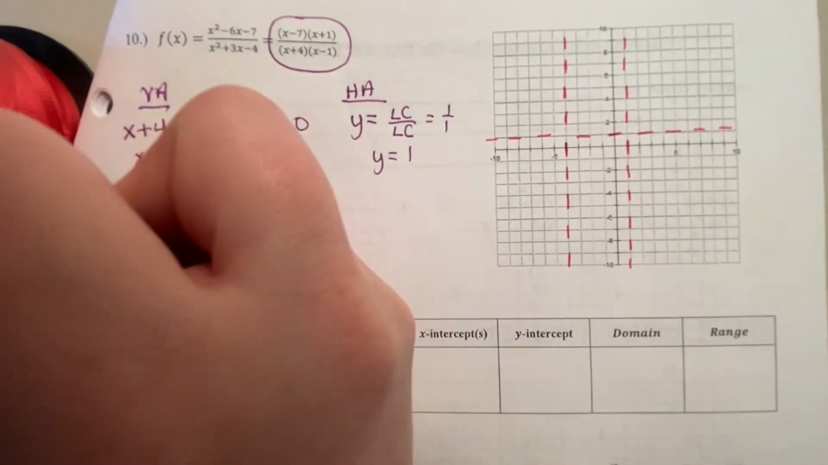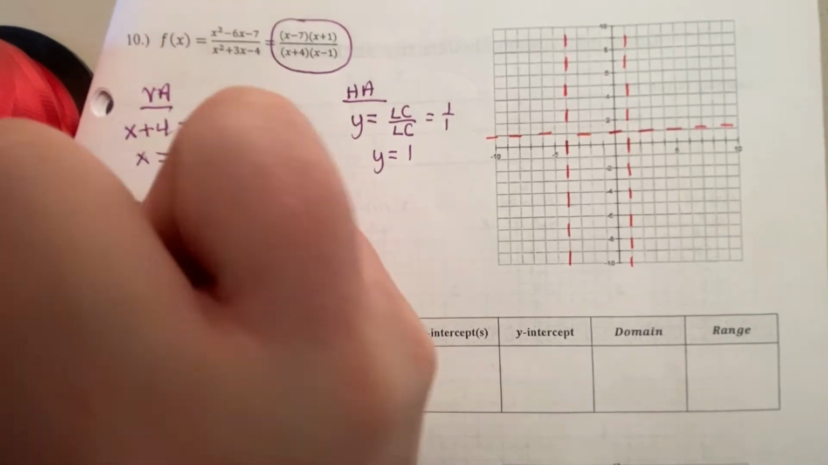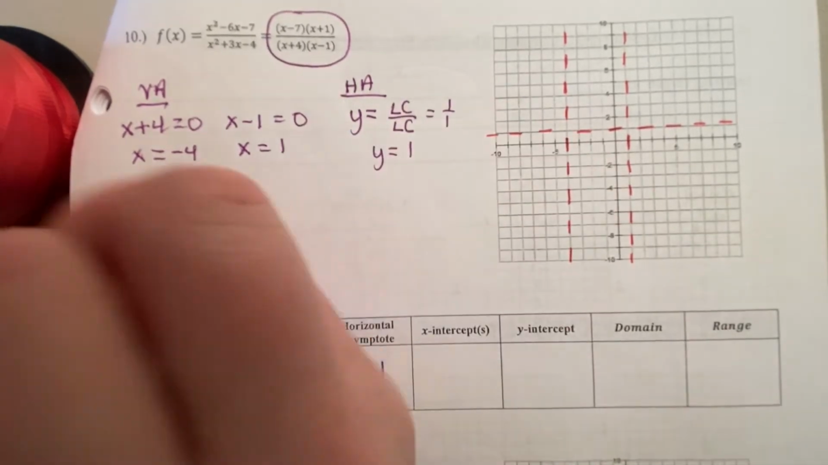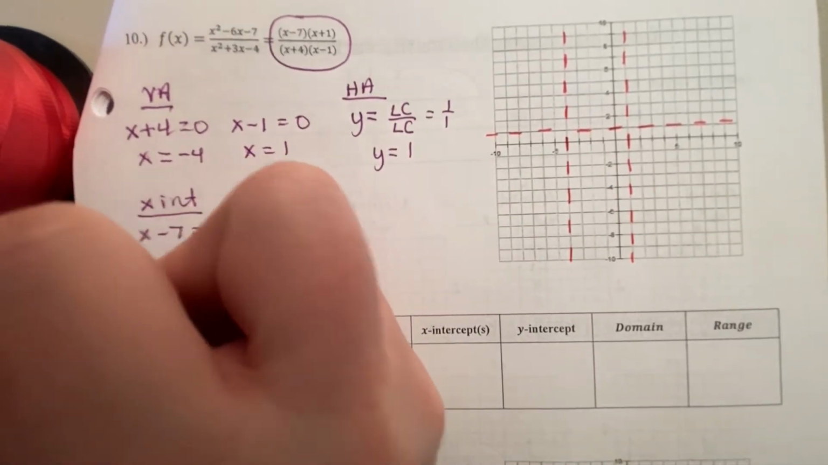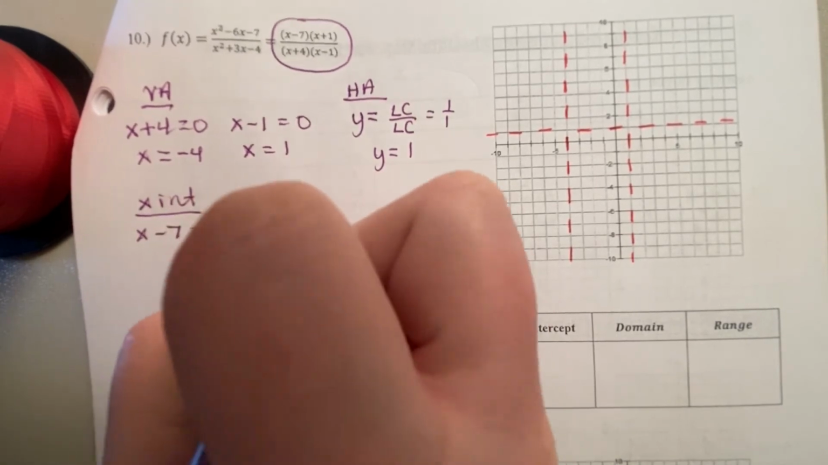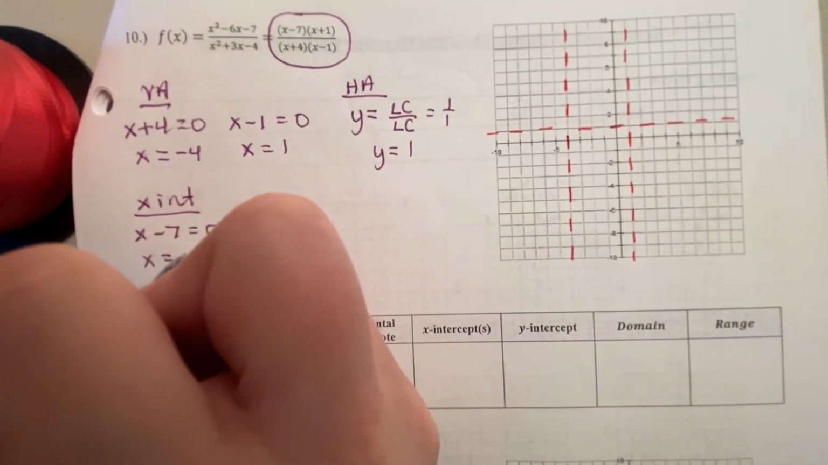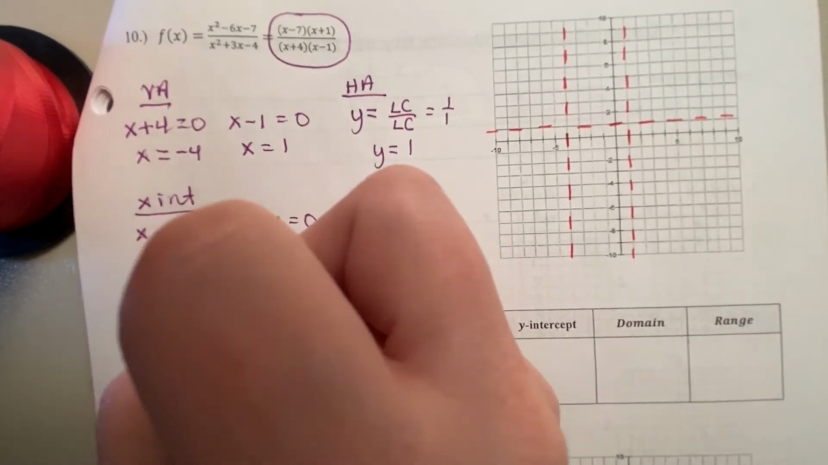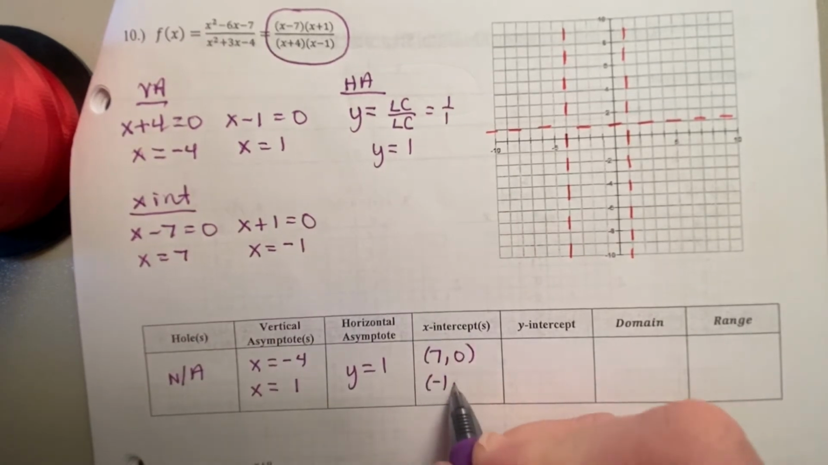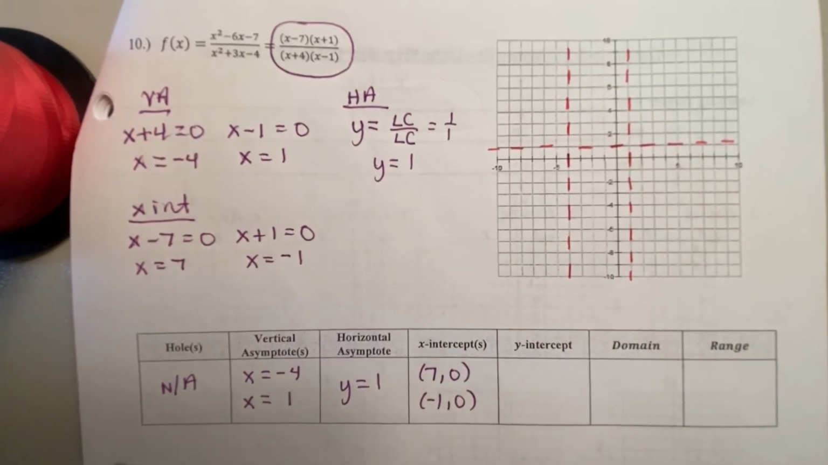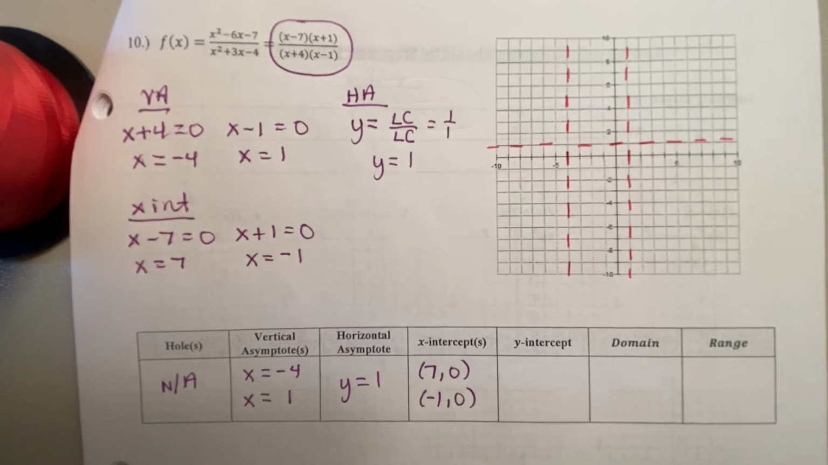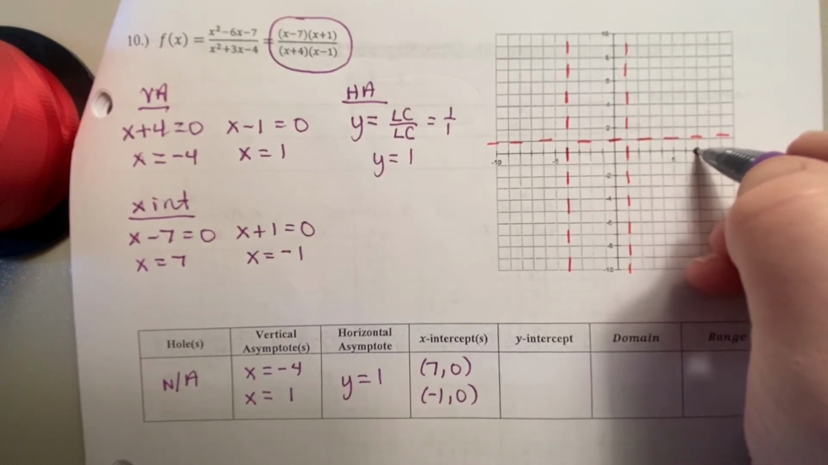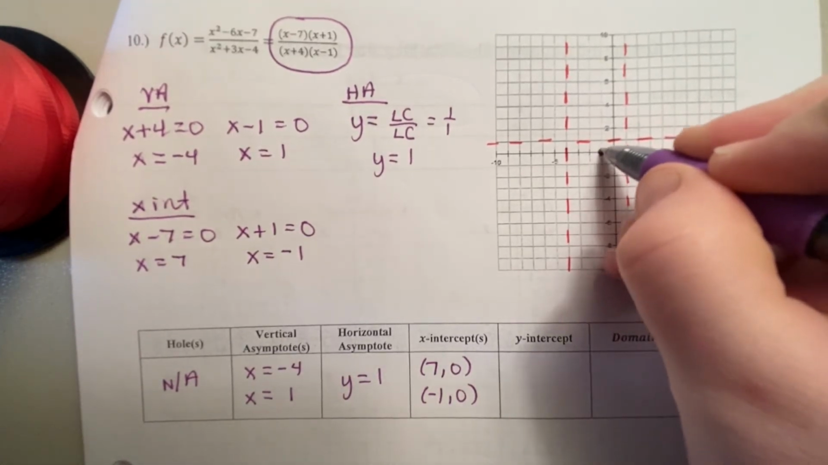Now I need my x-intercepts. To get the x-intercept, we set the numerator equal to 0. So I'm going to have x minus 7 equals 0, and x plus 1 equals 0. A little mental math here, x is equal to positive 7, so (7, 0) is an x-intercept. And then x would equal negative 1, so (negative 1, 0) is also an x-intercept. I'm going to go ahead and plot those 2 points: (7, 0) right here, and (negative 1, 0) right here.